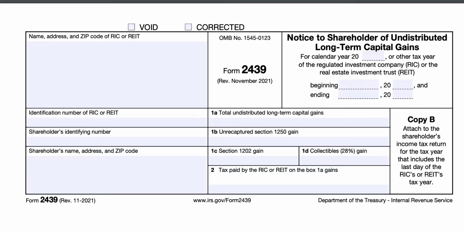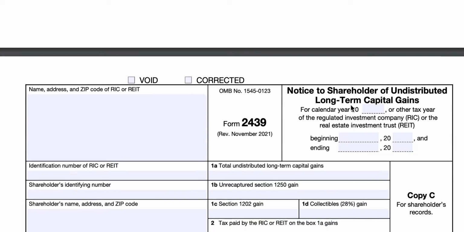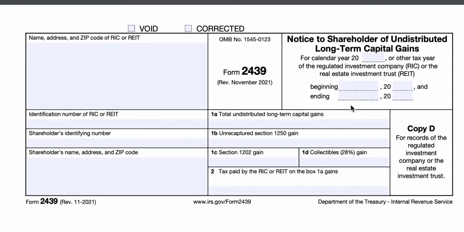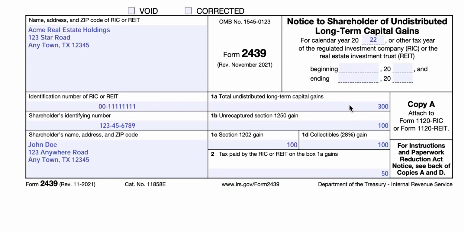So for individuals, your Form 1040, for estates and trusts, Form 1041, for corporate shareholders, whatever the corporate return is. So this would be for the tax year that includes the last day of the investment company or the REIT's tax year. Copy C is issued to the shareholder for their records retention requirements. And then copy D is actually retained by the investment company or the real estate investment trust. All of these are the same. However, I have pre-filled copy A, so we'll go through that in a little bit more depth.